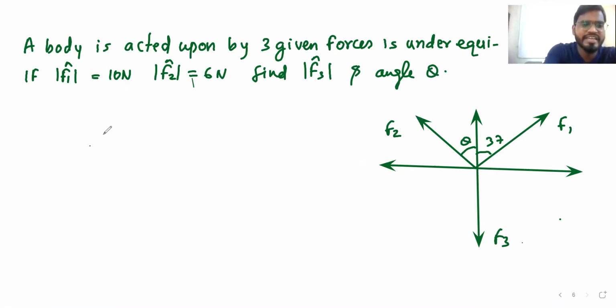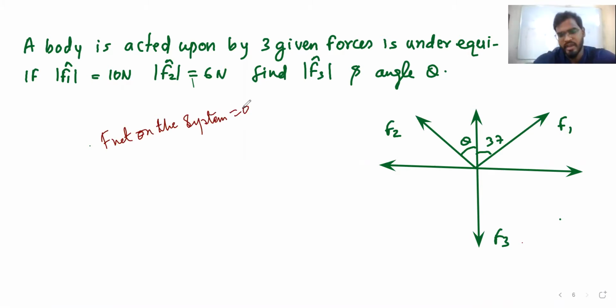So first we can write the net force on the system. The net force on the system is zero, okay? It means the force on the x-axis and the force on the y-axis, up and down, are going to be zero. Let's see first.